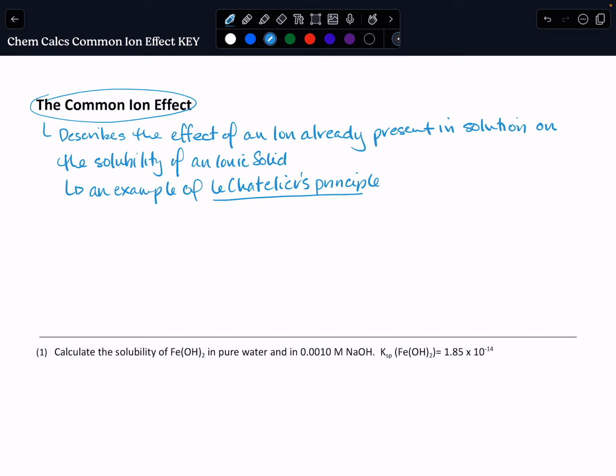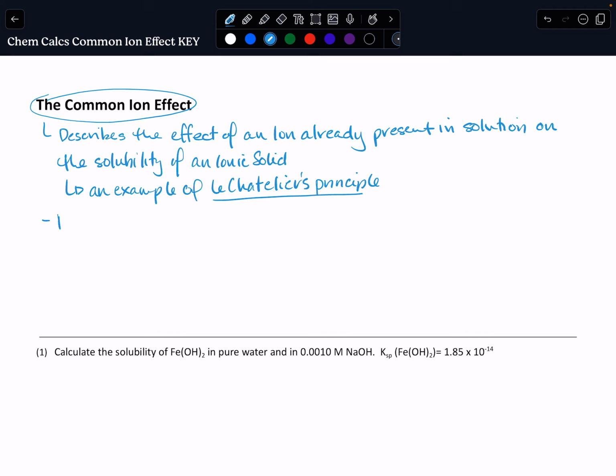Le Chatelier's principle states that if you stress a system at equilibrium, then the system is going to respond to that stress in a way to decrease the effect of that stress. And the common ion effect is an example of a system trying to decrease the effect of having a common ion already present in solution when you try to dissolve something.